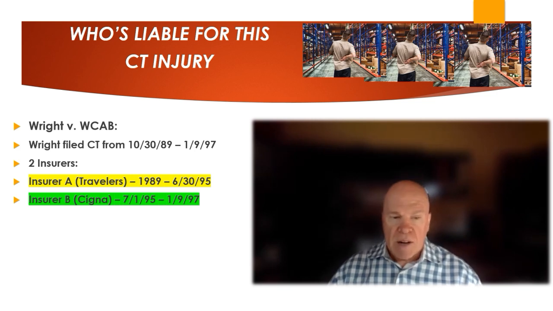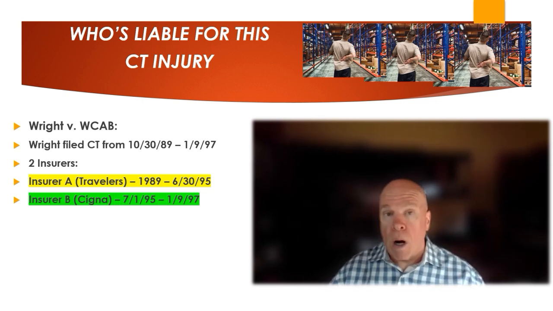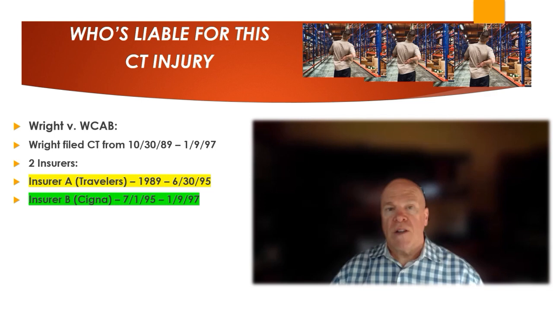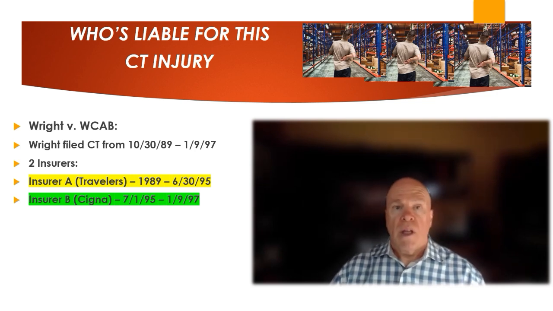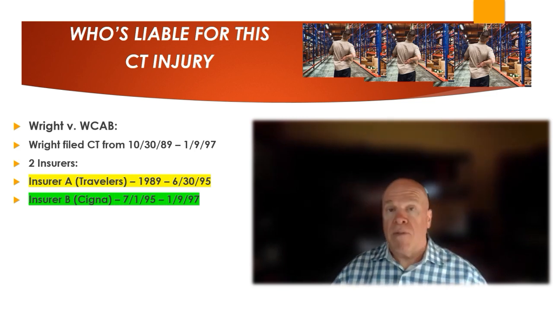So for example, if the date of injury can be established before 6/30/95, then the 1-year period of cumulative trauma exposure would backdate into '94, and Travelers would bear the entirety of the liability for that injury. Whereas if the date of injury is established after 7/1/95, or even let's say 7/1/96, then the 1-year period of liability would extend back into 7/95, and Cigna would be 100% liable for the insurance for that injury.